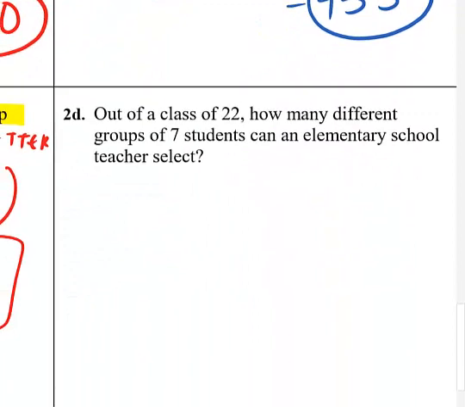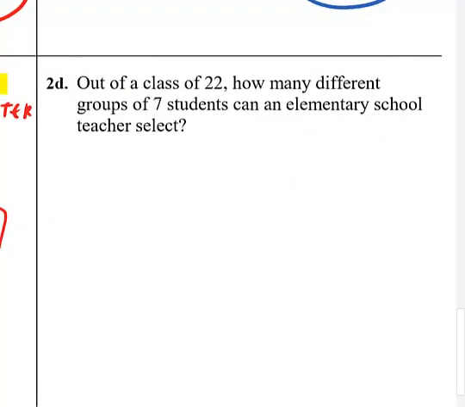Let's try this other one. Out of a class of 22, how many different groups of 7 students can an elementary school teacher select? Well, let's see. It's either permutations of 7 students out of 22 or combinations of 7 students out of 22.